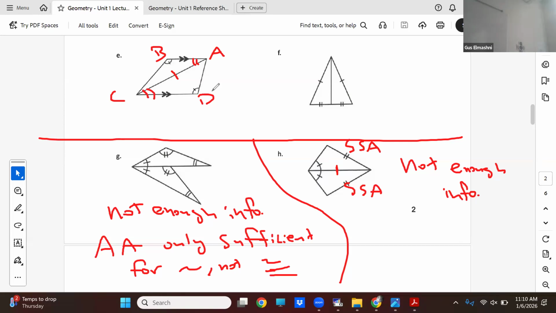100% you do. Because now I have side, angle, or angle, side. So I'd give you some information: these lines are parallel, these angles are the same. But then you have to give me the other reasons. Oh, there's a reflexive. Oh, there's alternate angles. Oh, okay, now I have angle, side, right? So that's yes.